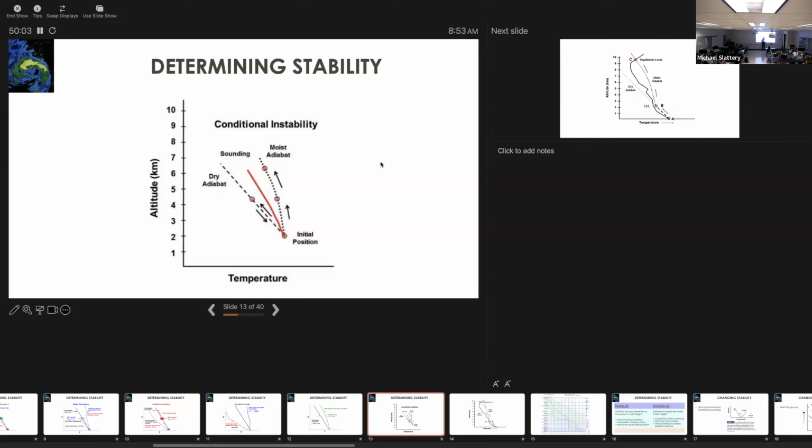It's an increase in temperature with height. And that's known as, anybody know what that is? When temperature increases with height? It's known as an inversion. The inverse of the norm. When temperature increases with height.